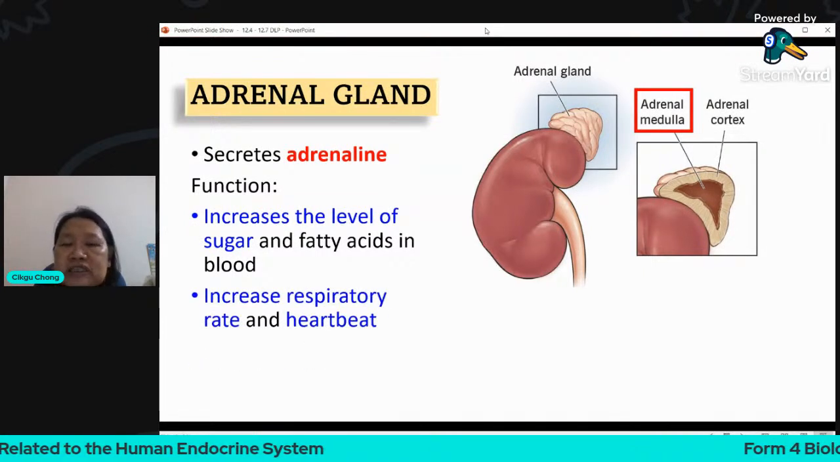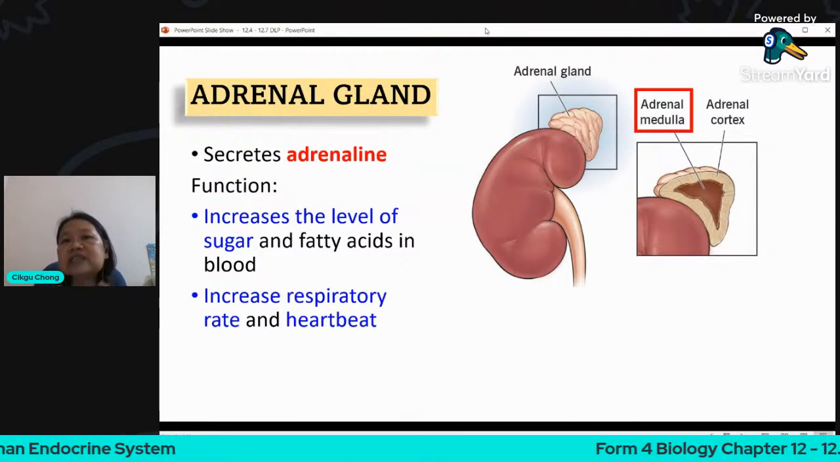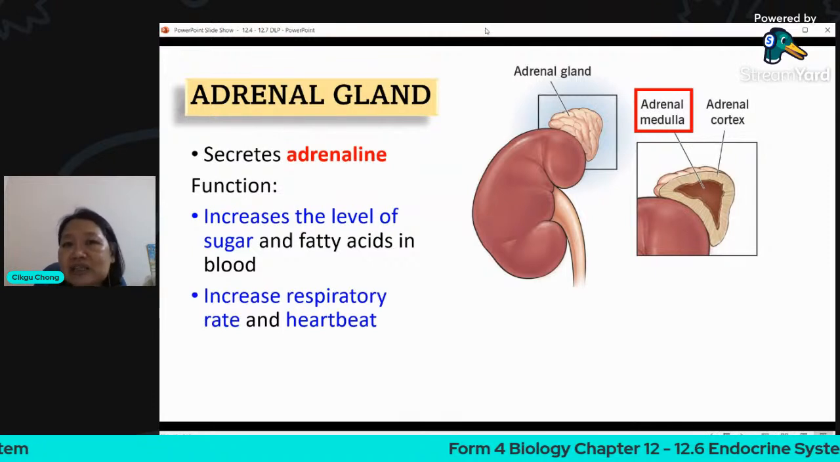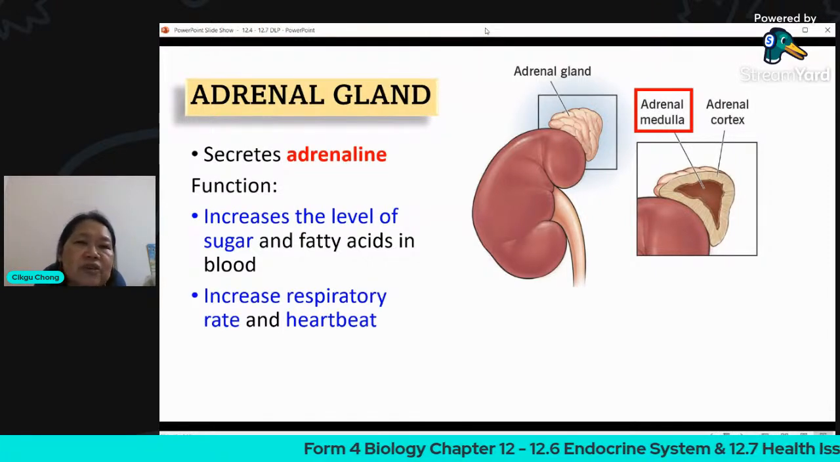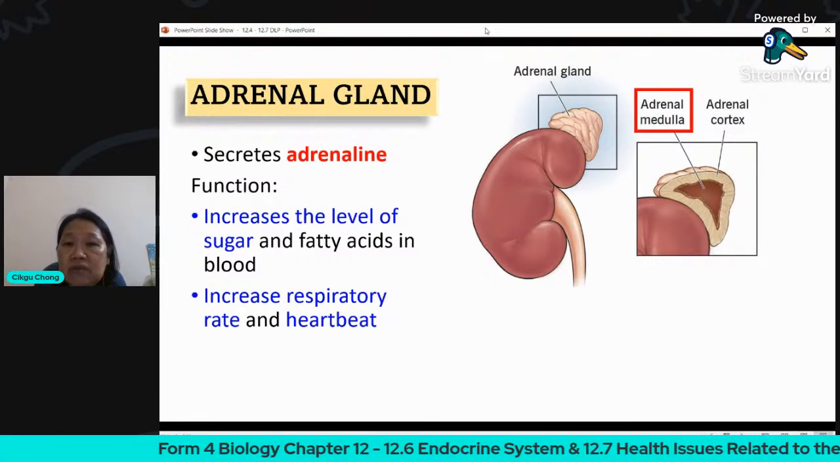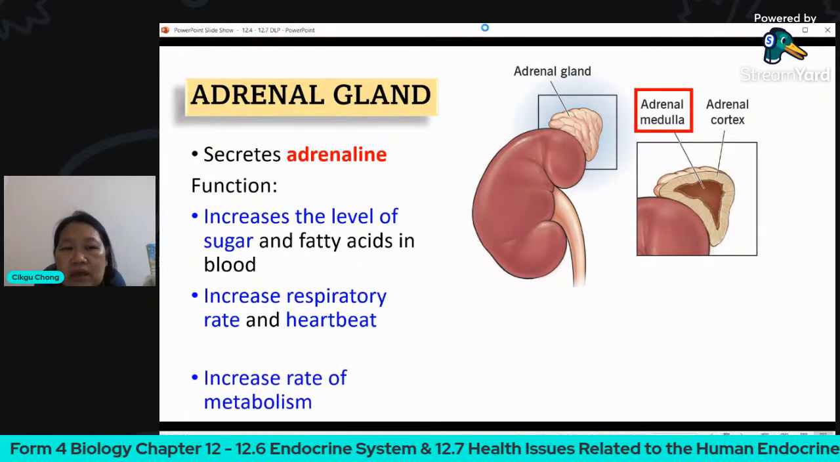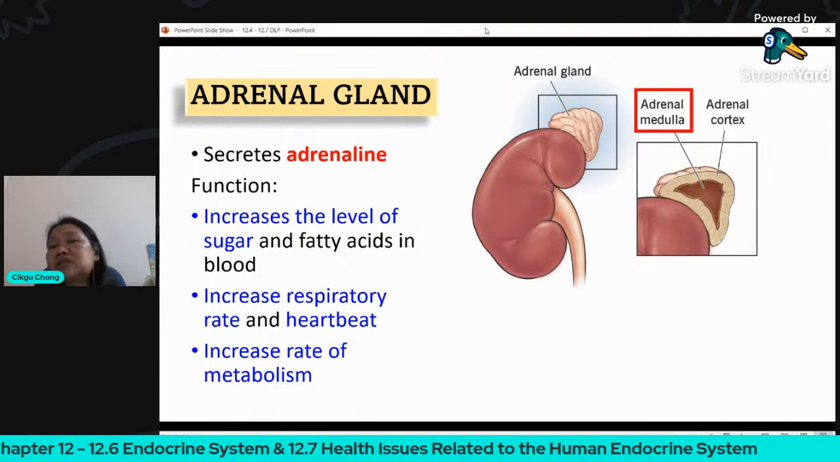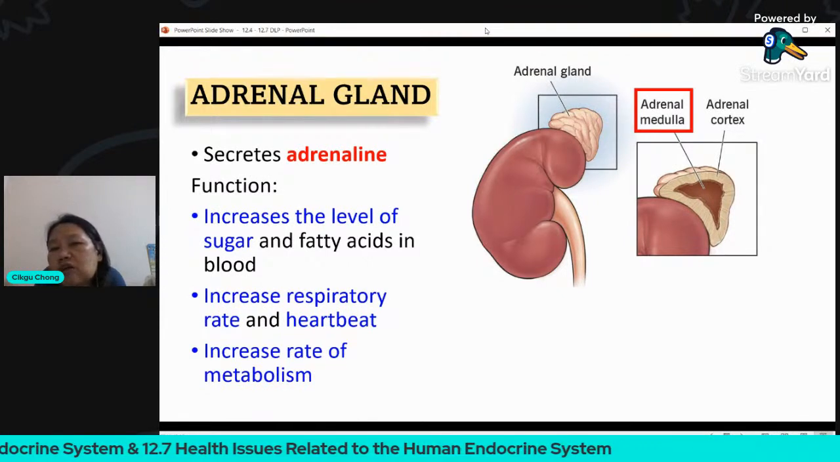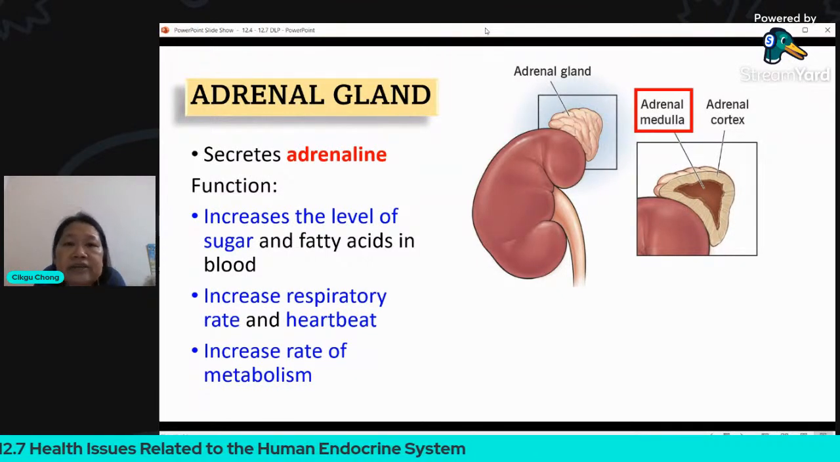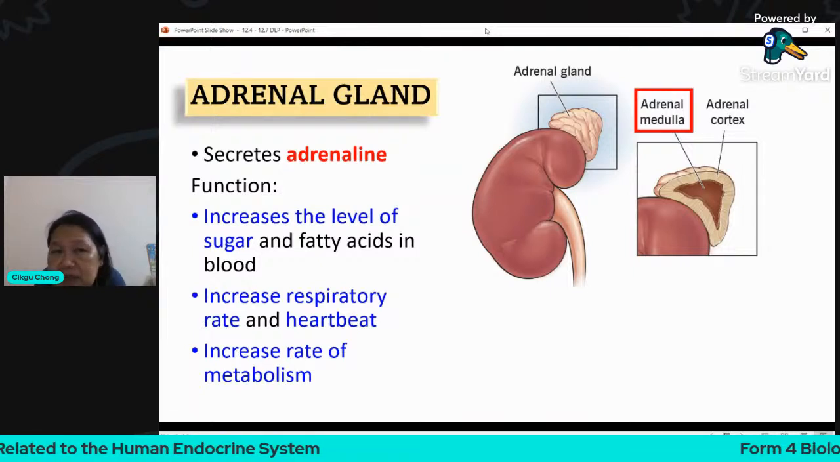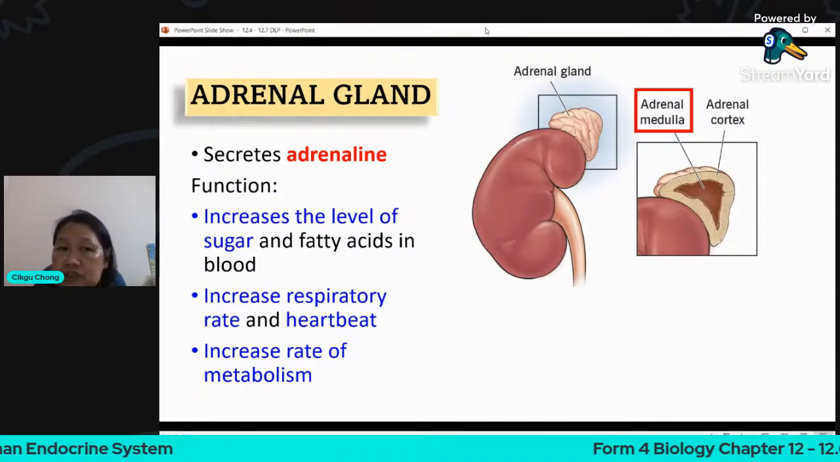Next one, it increases your respiratory rate, so you breathe faster. When you're very kanjiong, Cantonese for very excited, anxious, your heartbeat will beat faster. Okay. It will increase the rate of metabolism. So your rate of burning, of producing heat, is also higher. So that is adrenaline.